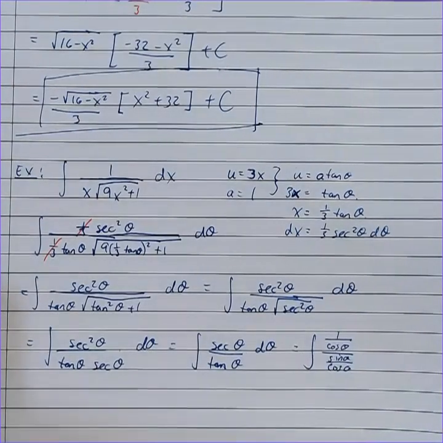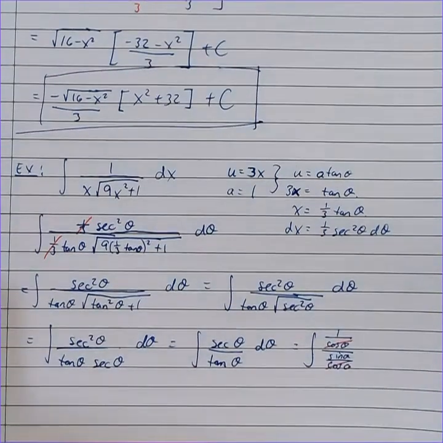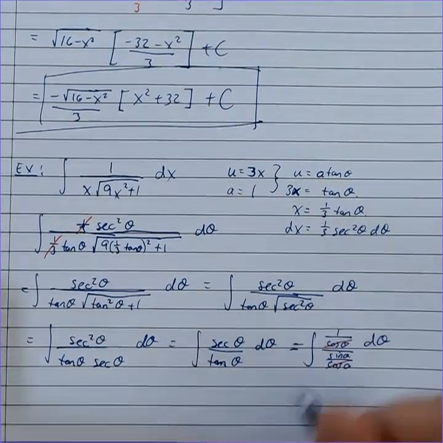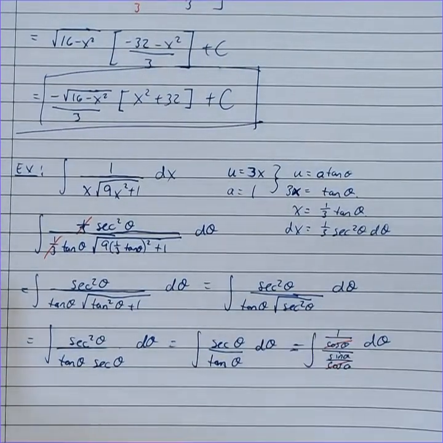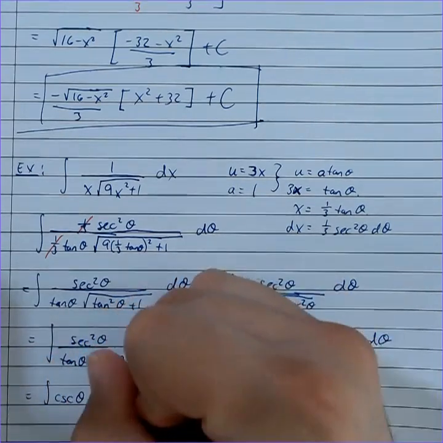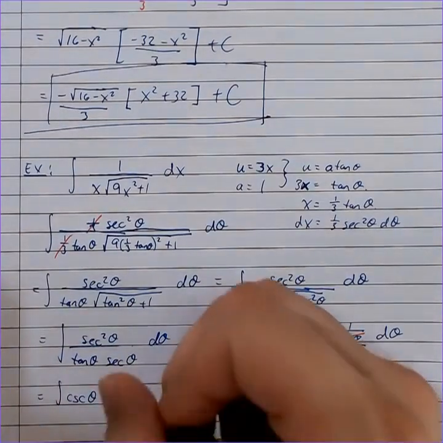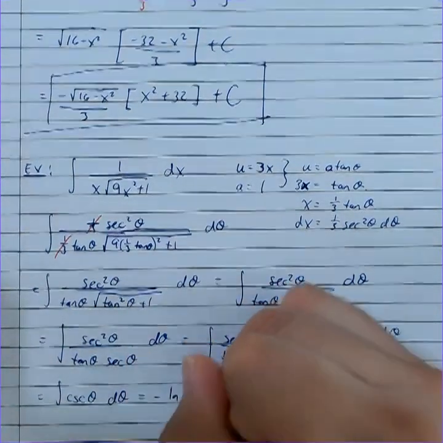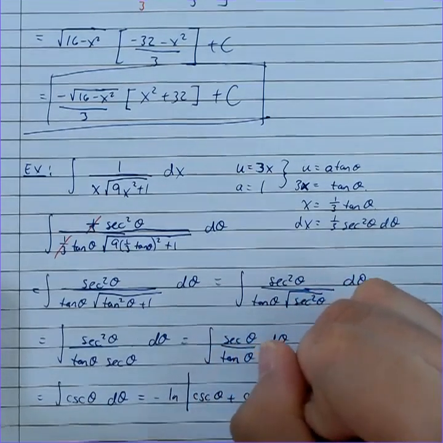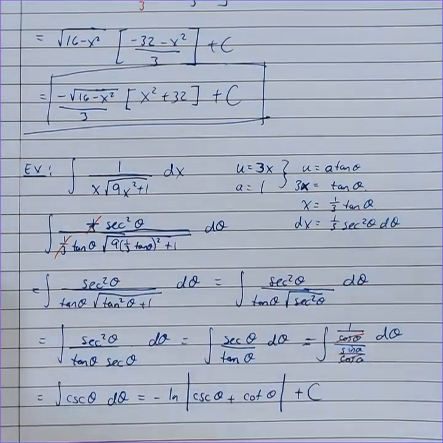And now cosine of theta divides cosine of theta to just give us 1 over sine of theta d theta. But by definition, 1 over sine of theta is the same as the cosecant of theta. So that's the integral of the cosecant of theta d theta. And we know the integral of that. We end up with the negative natural log of the absolute value of cosecant of theta plus cotangent of theta, plus a constant of integration, like that.